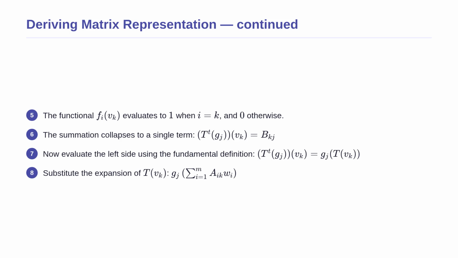Continuing the derivation, we look at the dual basis functional on the right side. By definition, it evaluates to 1 only when the indices match and 0 everywhere else. This causes the entire summation to collapse down to just a single term, B sub kj. Now we must evaluate the left side of the equation using a fundamental definition of the transpose. We substitute the known linear combination for the transformed vector into the functional G. This step is crucial because it links the abstract functional evaluation directly to the matrix entries of our forward transformation. We are now perfectly positioned to simplify this expression and find our final result.